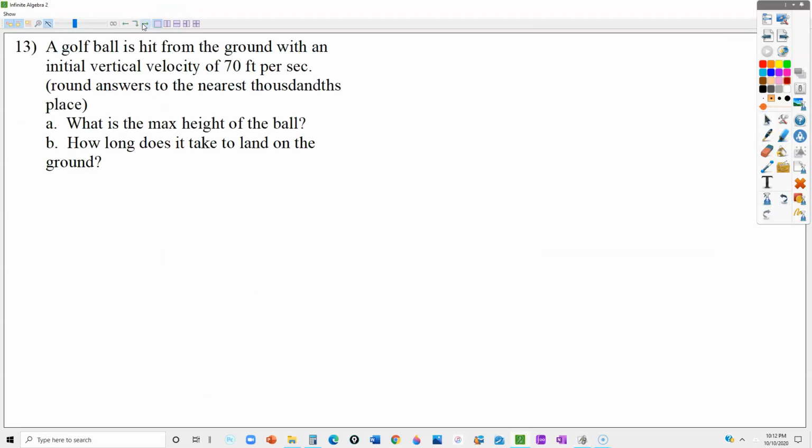All right, let's go ahead and move into our word problems here. You're going to be tested on the projectile questions, and as you guys know, when it comes to projectiles, we're going to be using this little formula here.